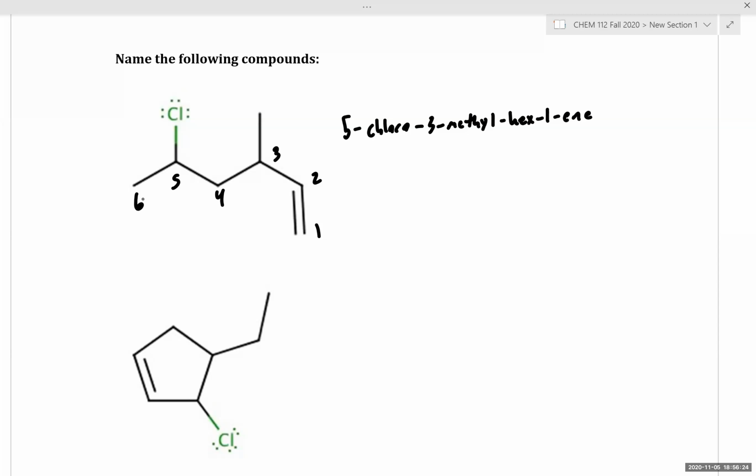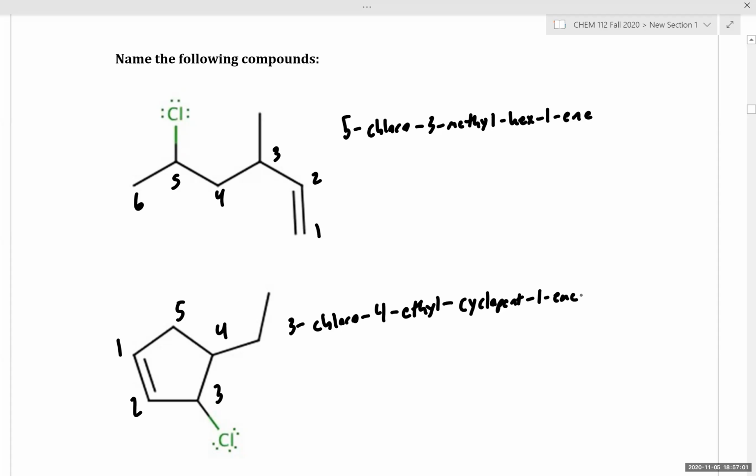And for the second compound, we have a proposed name of 3-chloro, 4-ethyl, pent-1-ene. And that's utilizing the following numbering convention. And we have a student proposing that rather than pent, it should be cyclopentene, which makes sense to me as it's a cyclic species. So it's cyclopent-1-ene.